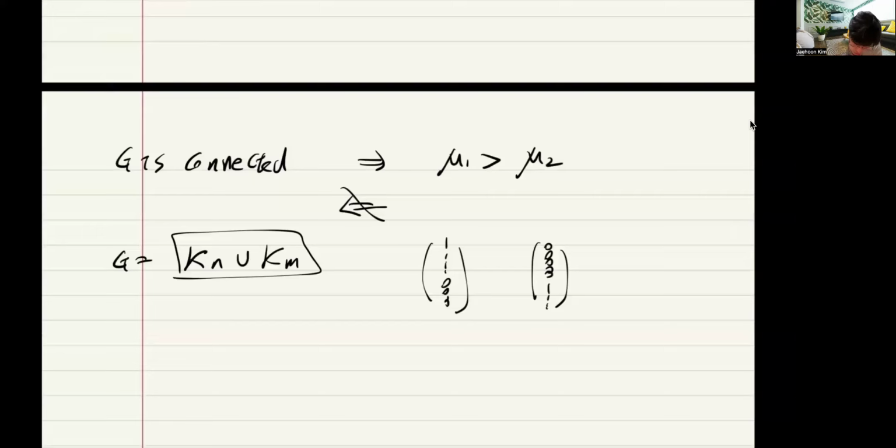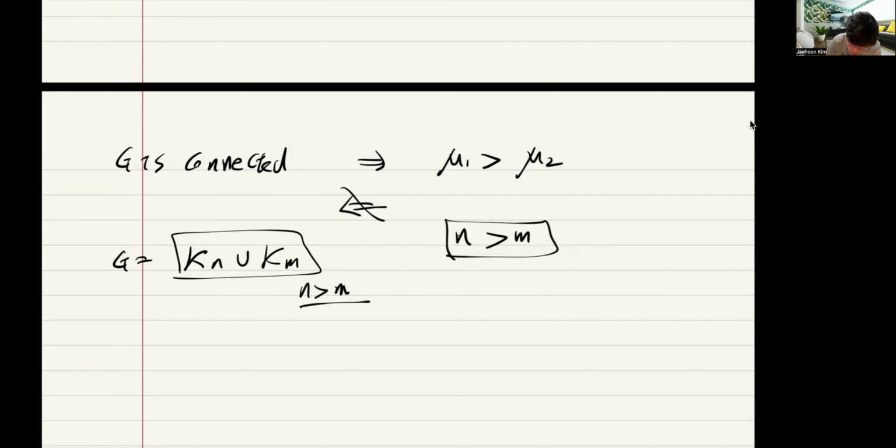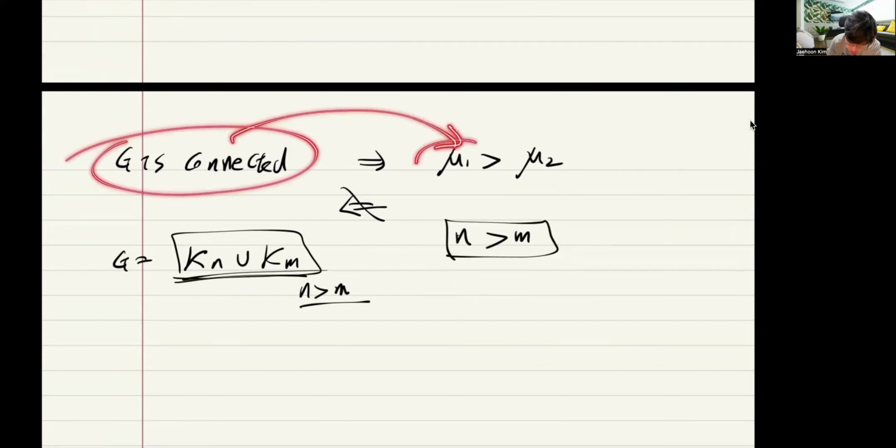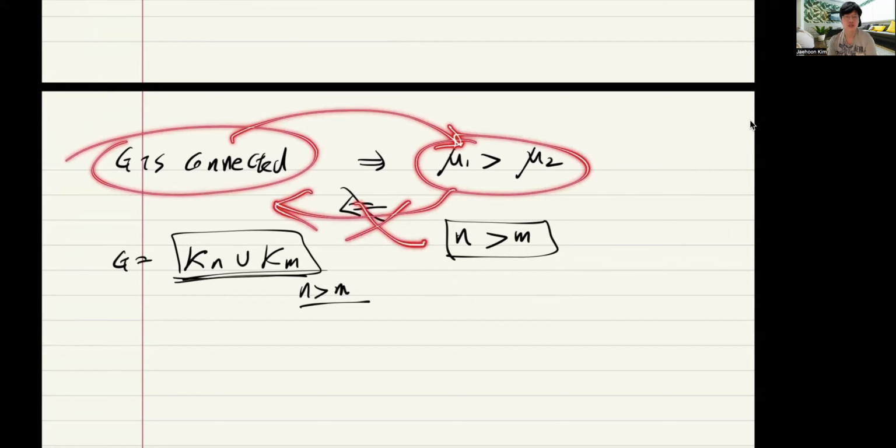Yes, in that case, you can easily check that your biggest eigenvalue is, let's say, n is bigger than m. This is n and this is m. But this is disconnected. So connected implies this inequality, but the other does not hold. The main reason why this direction does not hold is that here the degrees are bigger and here the degrees are smaller. So this is not a regular graph. You can actually check that for a regular graph, this direction holds.